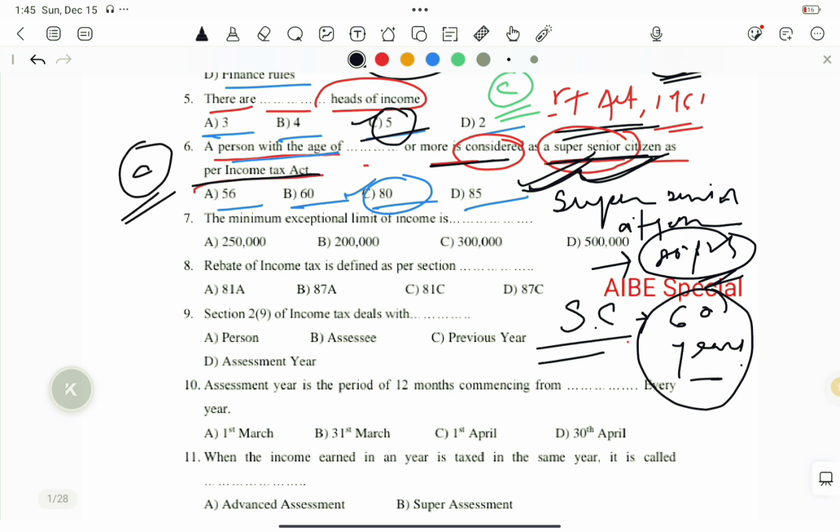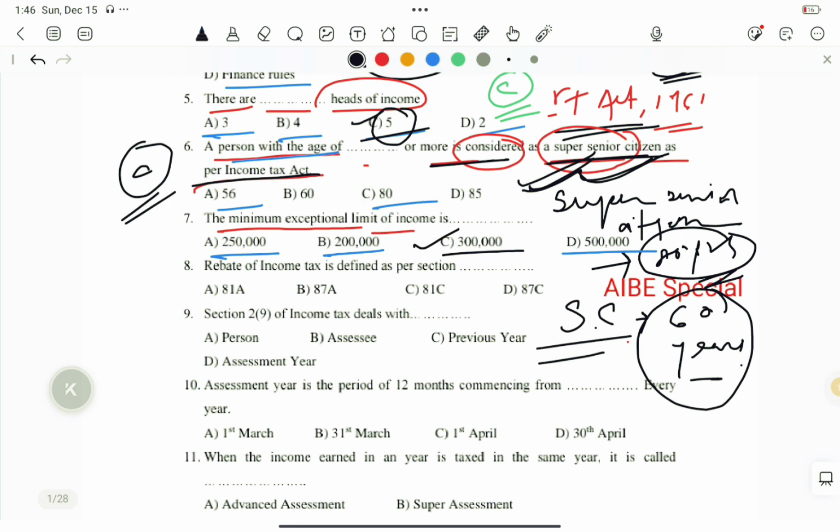Okay, so now moving to next question. So the next question is, the minimum exemption limit of income is dash. Let's see the options. Options are 2,50,000, 2 lakhs, 3 lakhs, and 5 lakhs. So in this case, the correct option would be our option C.